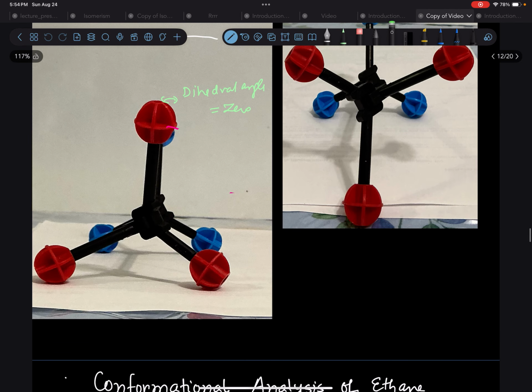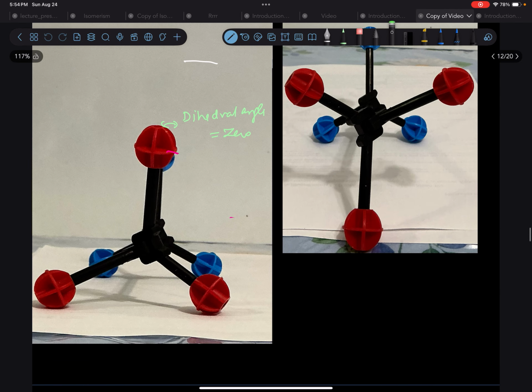Dear students, in the last video we talked about what a dihedral angle is, what torsional strain means, angle strain and steric strain, and how they differ from each other. So in today's video we are going to talk about the conformational analysis of the ethane molecule.